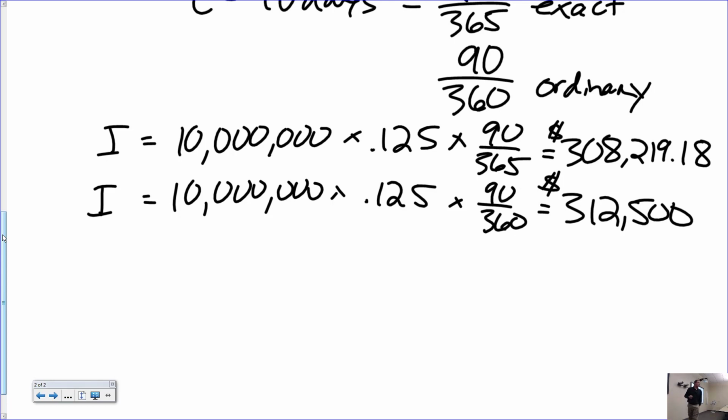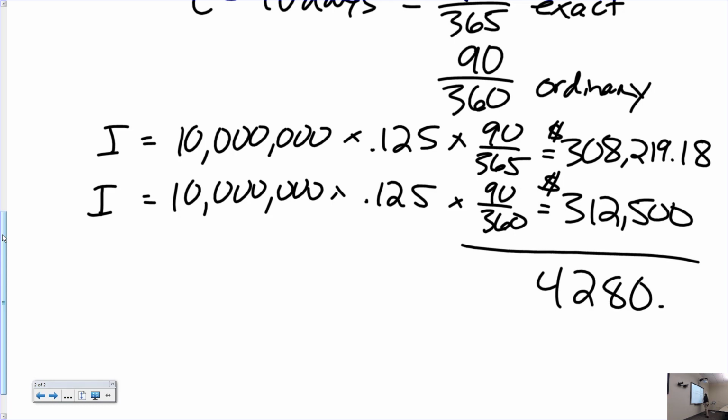So how much extra did they pay because the bank decided to say, wait, we said it was ordinary, we swear. No, not that much. It's only... Sorry, right? $4,280.82. $4,280.82 more because of using ordinary interest.